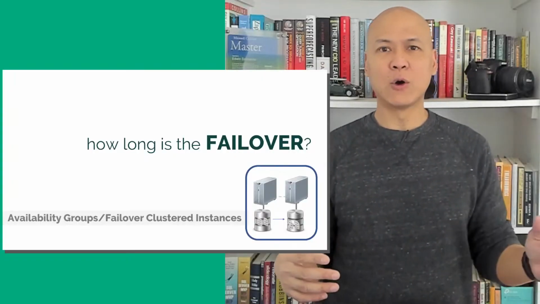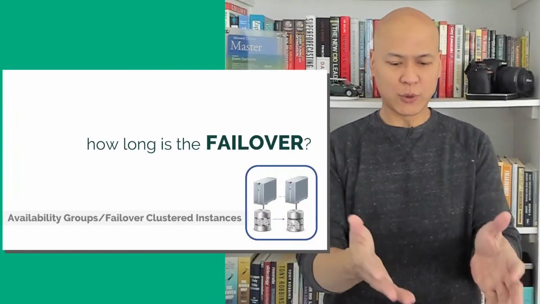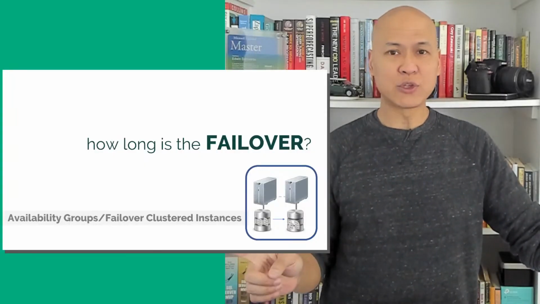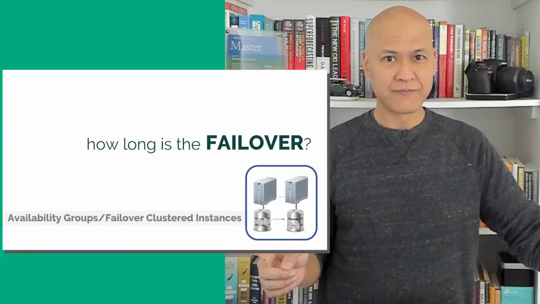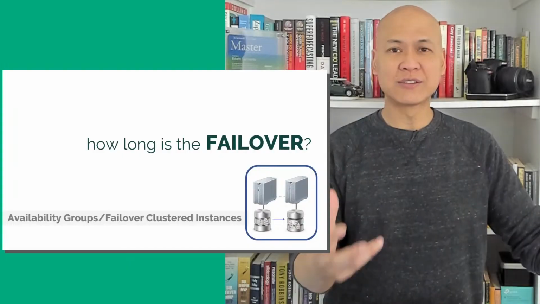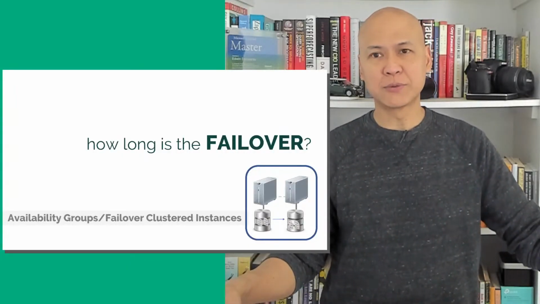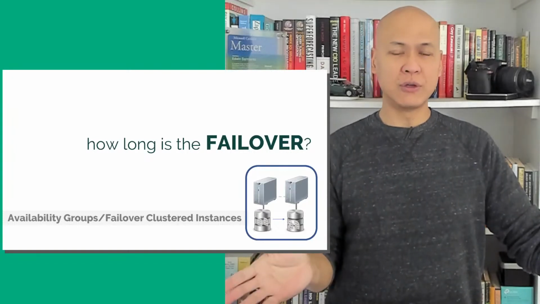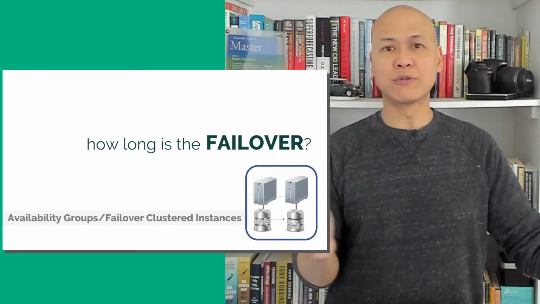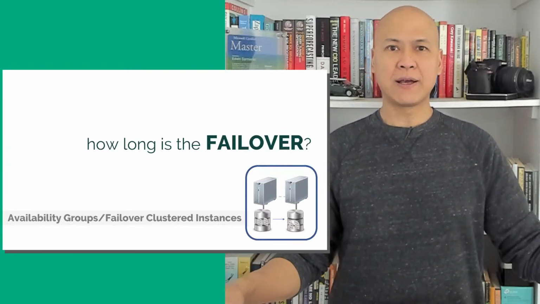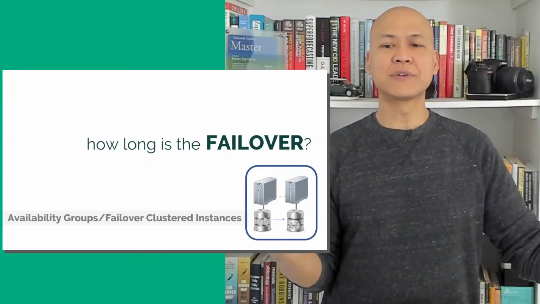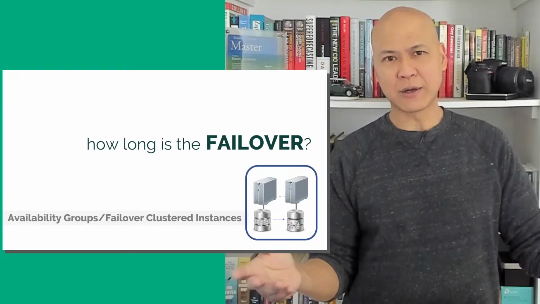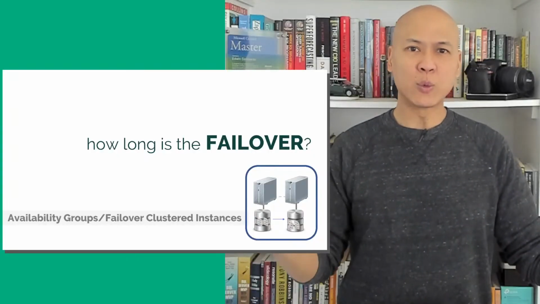Okay, depending on, for instance, in an availability group, your failover time is a lot faster. So when you're designing and implementing Always On availability groups, you can expect that failing over an availability group is a lot faster than failing over a failover clustered instance. Why? Because in an availability group, the SQL Server service on the standby node, or the secondary replica, is constantly doing redo.